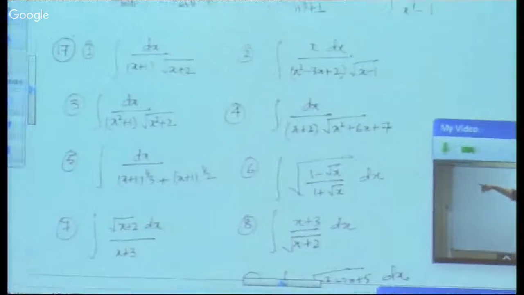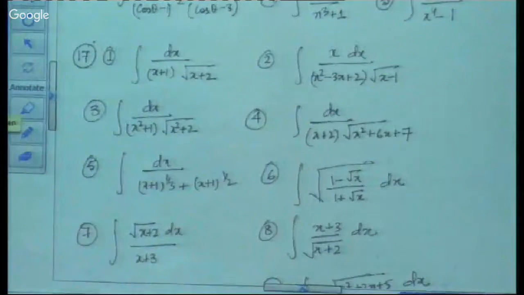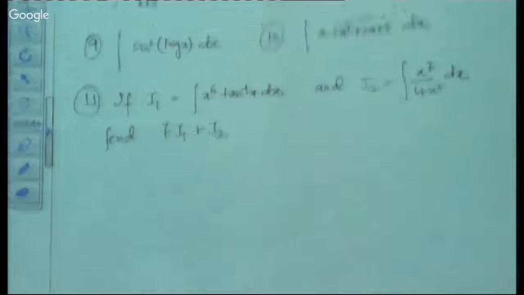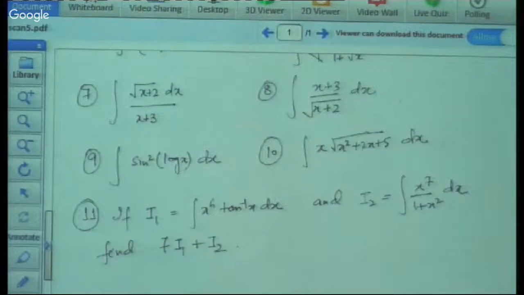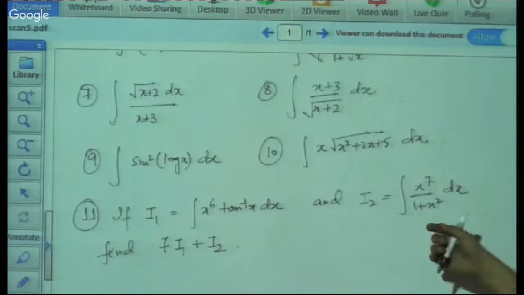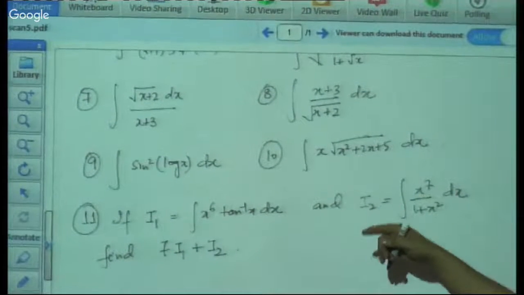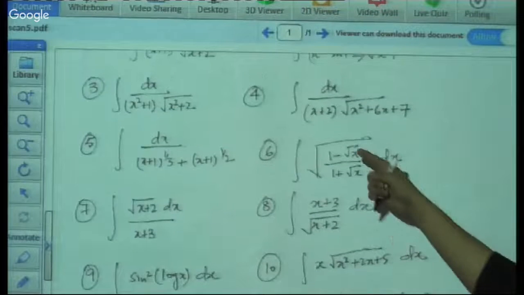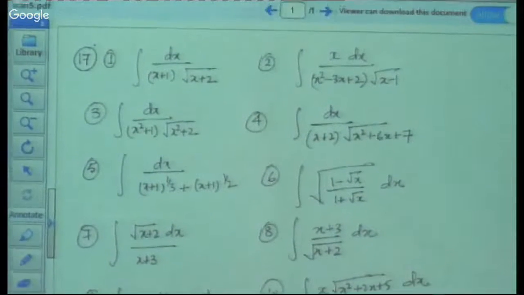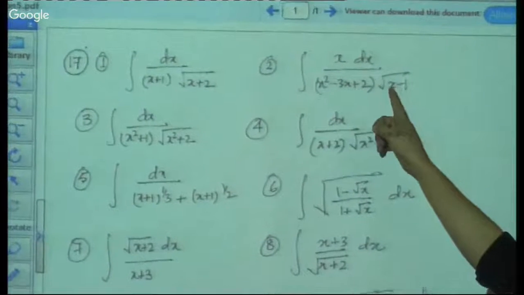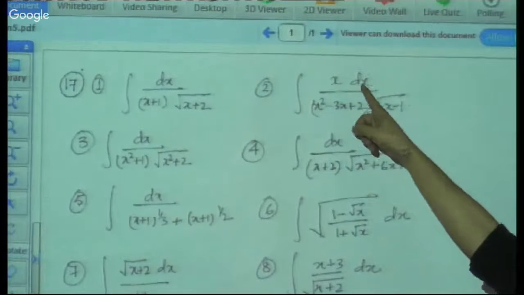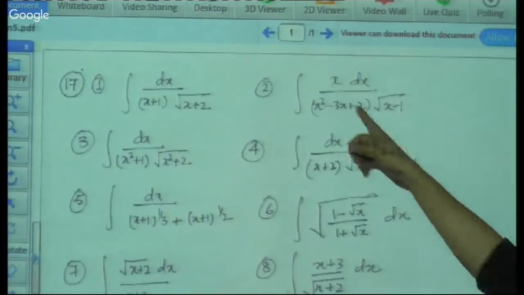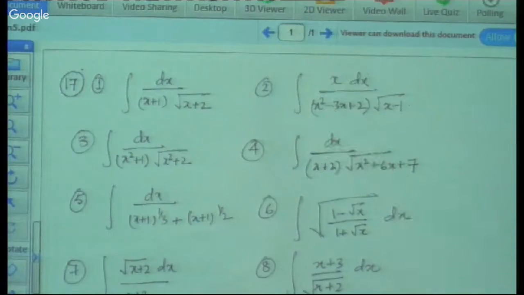When we see x dx into quadratic into under root linear, again we are going to substitute linear as t square. Why? Because if I replace x minus 1 as t square, I'll get t, and here I'll get t dt. Those will cancel, and this will turn out to be a quadratic expression and this will be a biquadratic expression. So see how to solve this question.